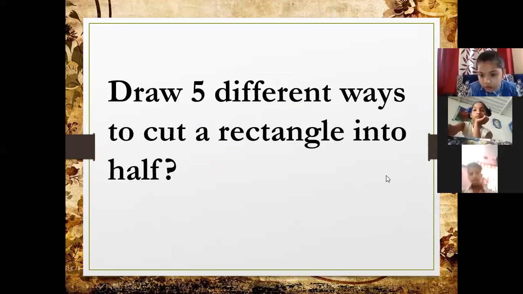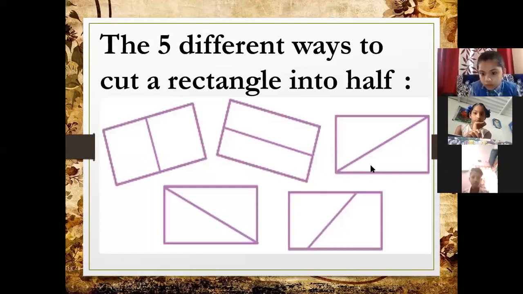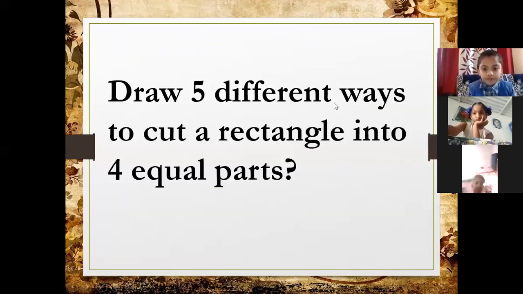Halves and quarters. In this example, just now we discussed 5 different ways to cut a rectangle into half. When there is a full rectangle, making it into 2 equal portions can be done in different ways, not only in one way. There are 5 different ways. If you want, you can try some more different ways. This example we have seen.